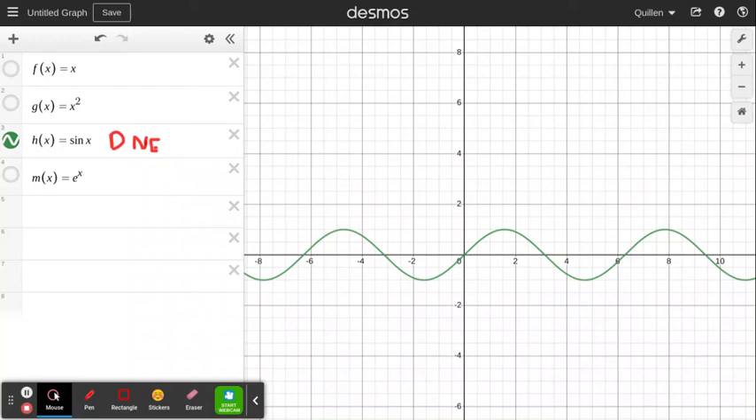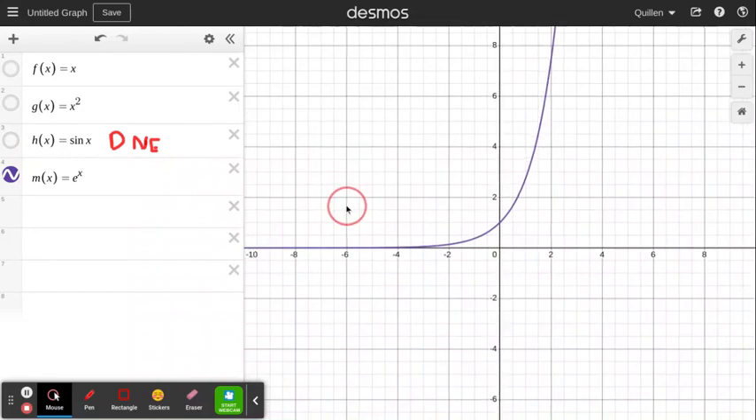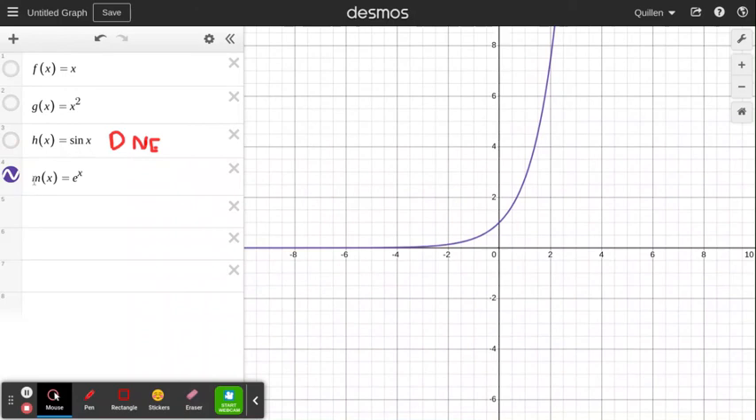Now, let's look at m of x equals e to the x. And the reason I skip so many values in here is because they have other meanings. So you don't normally use them for defining functions, but you can. I just didn't here.